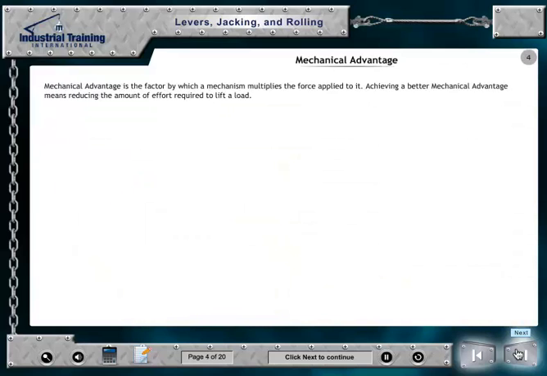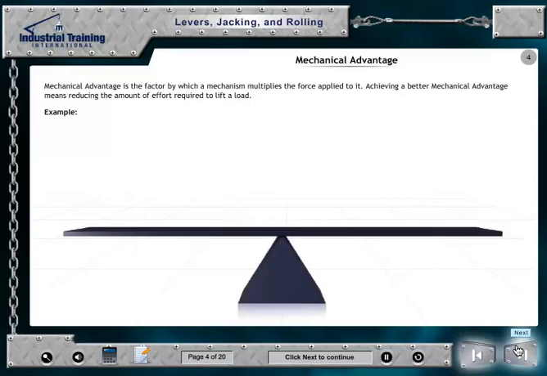Mechanical advantage is the factor by which a mechanism multiplies the force applied to it. Thus, achieving a better mechanical advantage means reducing the amount of effort required to lift a load. While lifting a load with the help of a lifting bar, Johnson bar, crowbar, or any other implement, it is important to achieve optimum mechanical advantage. This will ensure that you apply less effort to lift a heavier load. Let's go through an example to learn how to achieve a better mechanical advantage.